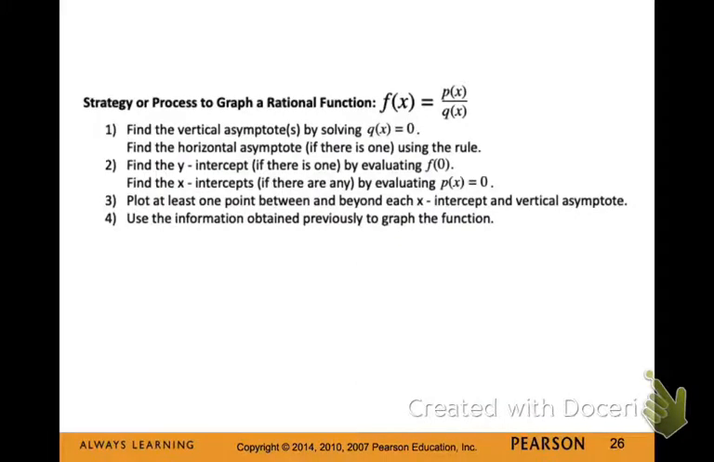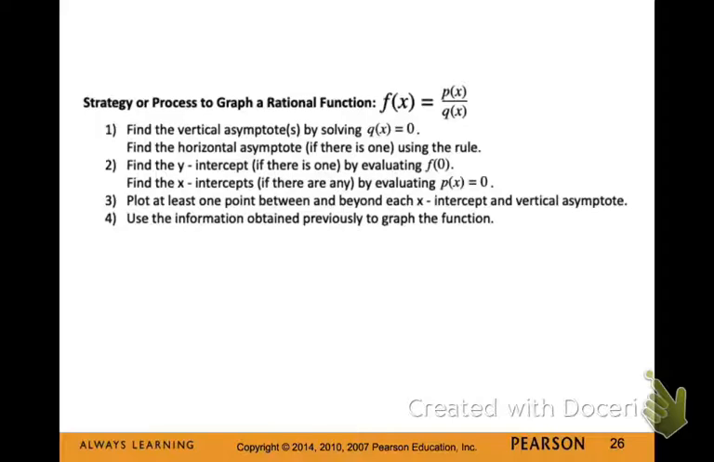Sometimes, though, you'll not be able to recognize the shifts, so you can use a different strategy or process to graph a rational function. And here are 4 steps. So the first thing that I like to do is to identify the asymptotes. So the vertical asymptote by setting the denominator equal to 0 and solving, and the horizontal asymptote by using the rule that we learned in part 1 by comparing the degree of the numerator to the degree of the denominator. Then find the x and y intercepts, if there are any, by plugging in 0 for x and y.